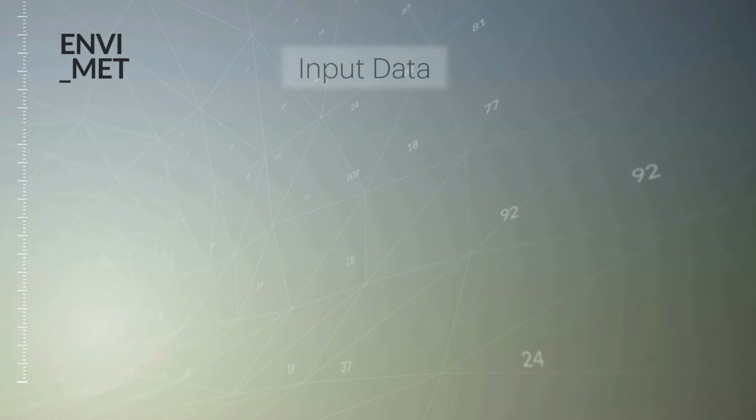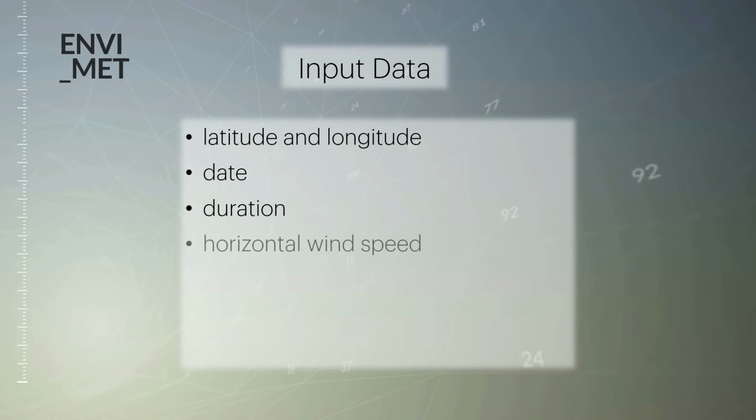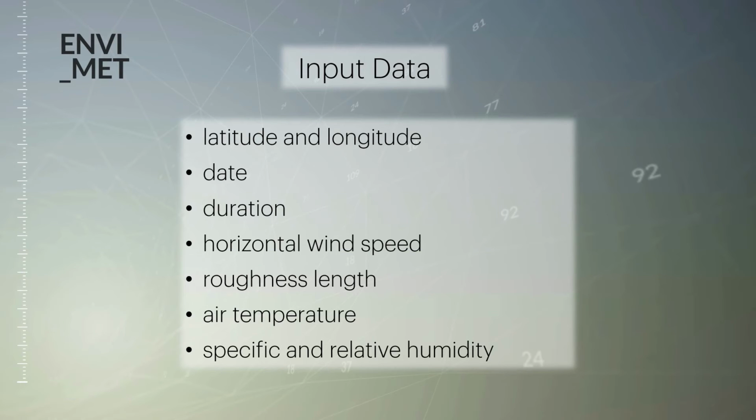The required input data needed to create the vertical profiles for the 1D boundary model are latitude, longitude, the date and duration of the simulation, the horizontal wind speed at 10 meters height, the roughness length, the air temperature in 2 meters height, the specific humidity in 2,500 meters altitude, and the relative humidity in 2 meters height.